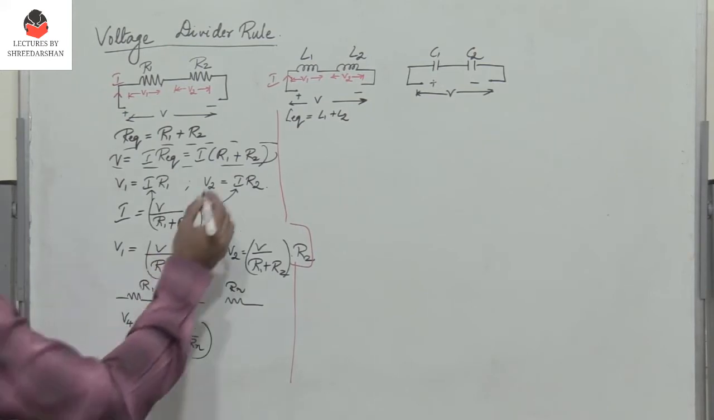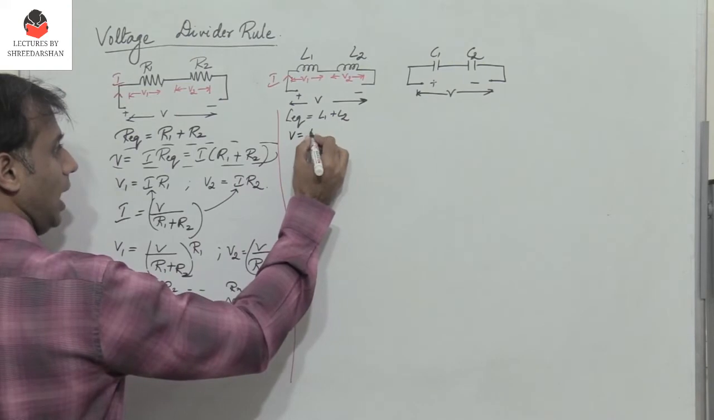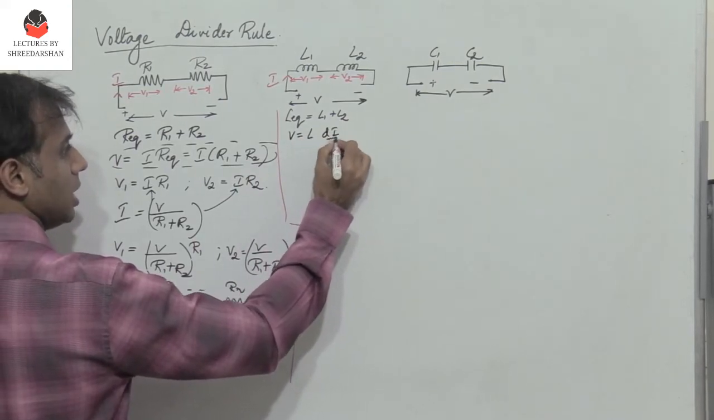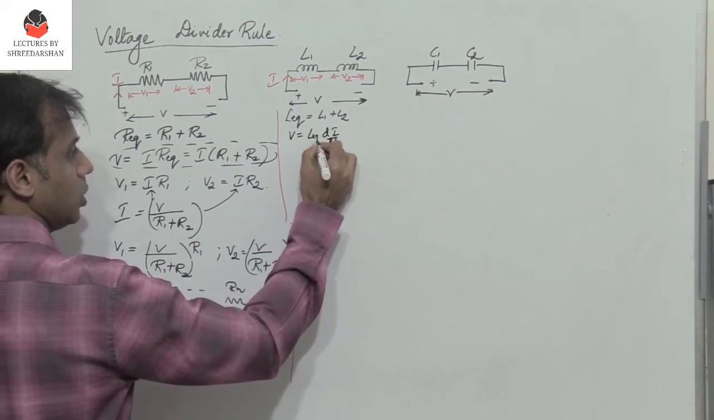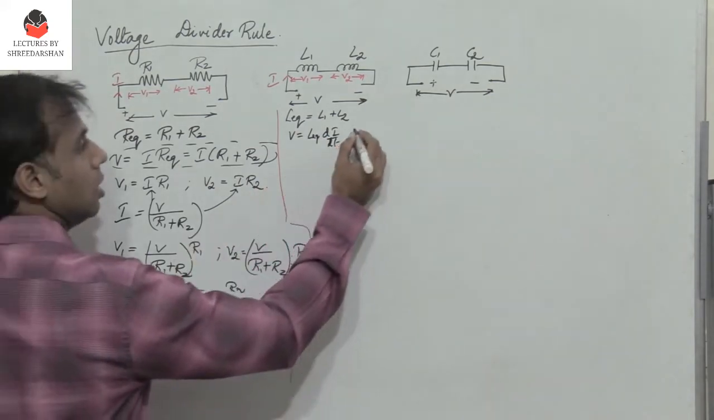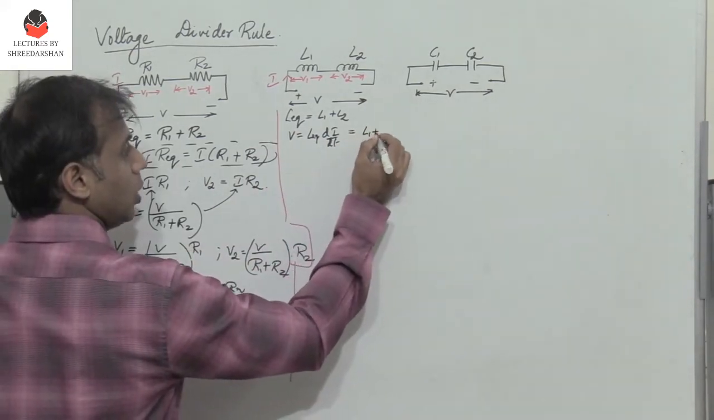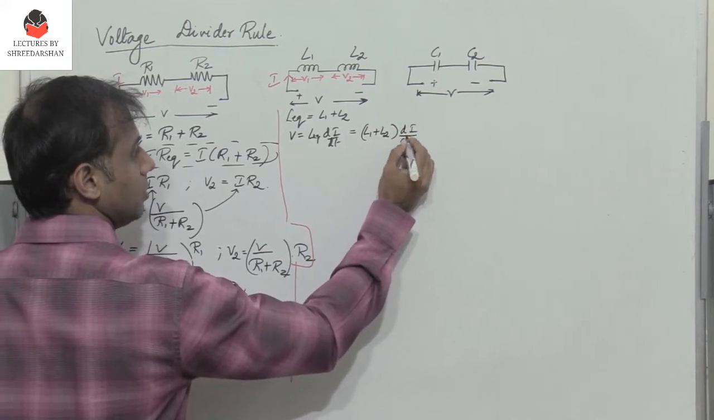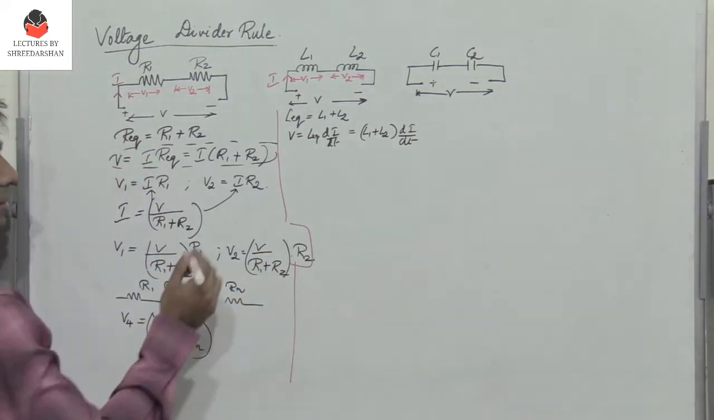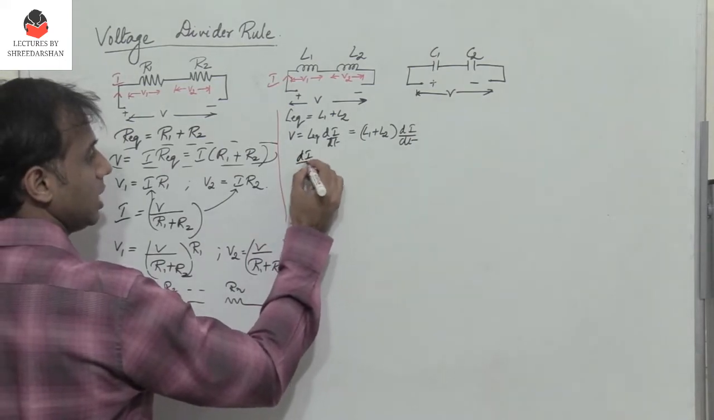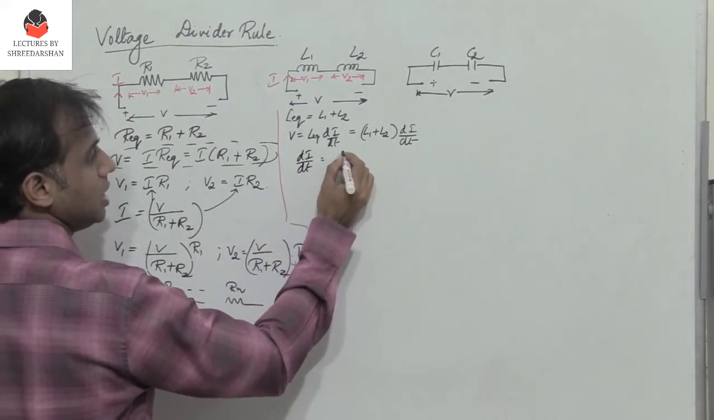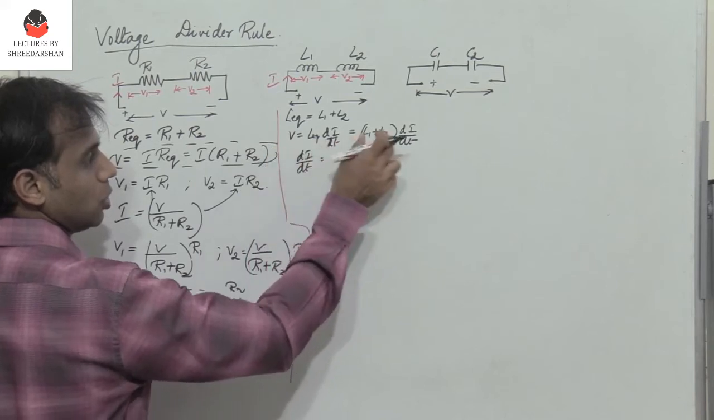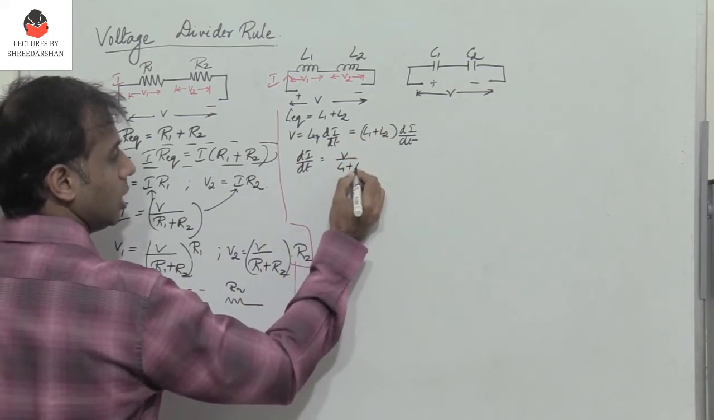Alright, we know that V equals L di by dt. So it's going to be L equivalent di by dt, where L equivalent is L1 plus L2, times di by dt. So what is di by dt? It is nothing but the total voltage V divided by L1 plus L2.